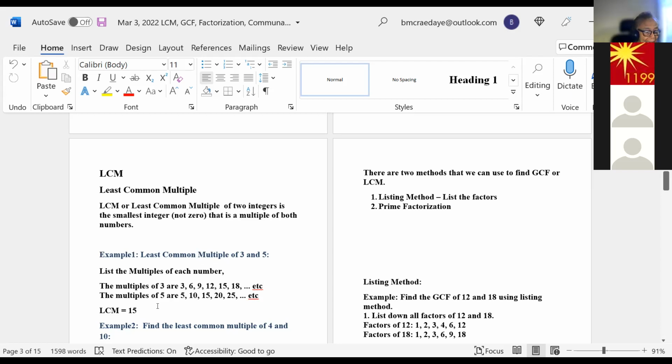Then when we get to 5, 5 times 1 is 5. 5 times 2 is 10. 5 times 3 is 15. 5 times 4 is 20. 5 times 5 is 25. Now, the least common multiple, what do you see alike in these two? 15, and that's the smallest. So if we went out further, they're going to be bigger. So 15 is the least common multiple of 3 and 5.